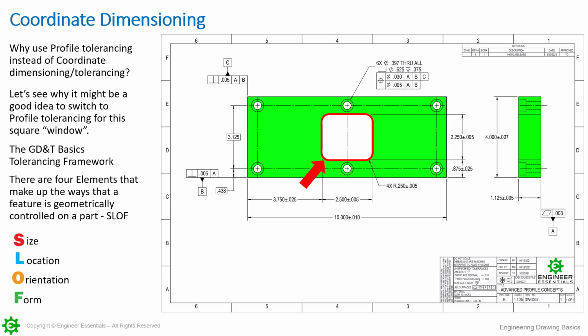In our course, we have the GD&T Basics framework, and there are 4 elements that make this up. It is size, location, orientation, and form. So we're going to walk through this coordinate dimension print and look at each one of these elements and just see how it's controlled.